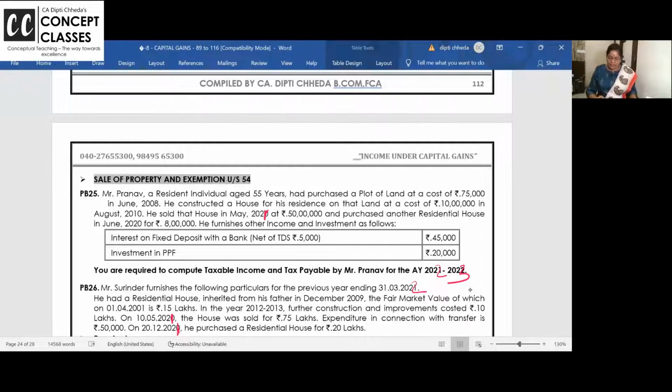And he furnishes you other income also, that he has got interest on FDs, 45,000 net of TDS, investment. Now, this is the part which is not yet taught to you, deductions. Calculate the taxable income and tax thereon also, for financial year 21-22, assessment year 22-23.